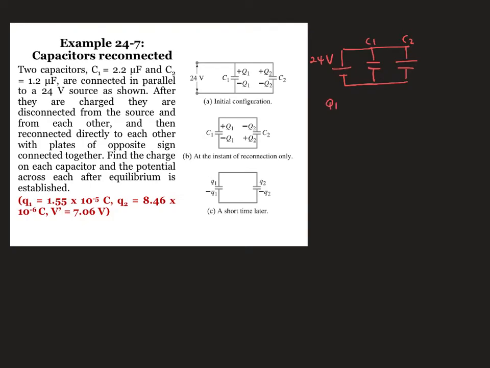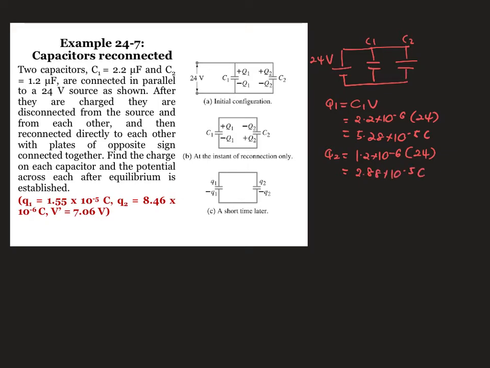So you use Q equals CV. Here C1 is 2.2 times 10 to the power of -6 and the voltage is 24, so you get 5.28 times 10 to the power of -5 coulomb. The same thing for C2: C2 is 1.2 times 10 to the power of -6 and the voltage is 24. Therefore you get 2.88 times 10 to the power of -5 coulomb.